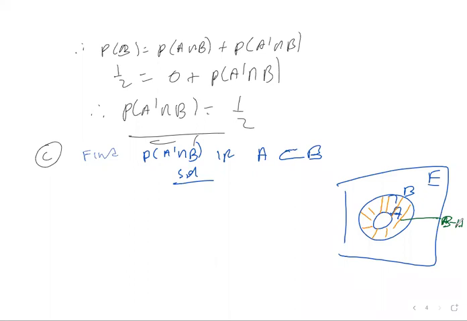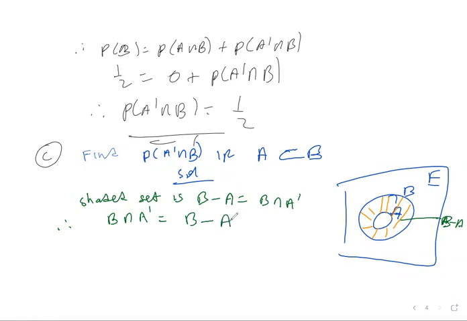Since A is a subset of B, and the shaded set is B minus A, isn't it? B minus A means B intersection A complement. That's the set that we have. So taking probability on both sides, we're saying that B intersection A complement is equal to the set B minus A. Then taking probability on both sides, we have probability of B intersection A complement being equal to probability of B minus probability of A.